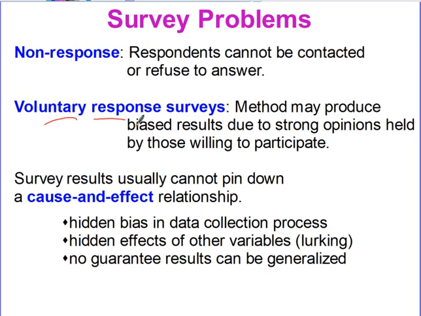Survey results usually cannot pin down a cause and effect relationship. There's always a hidden bias, or there can be a hidden bias in the data collection. There are hidden effects on the variables, or there could be a lurking variable. There's no guarantee the results can be generalized. So I think maybe this will help out.